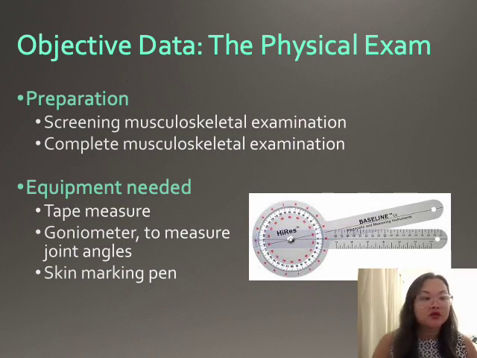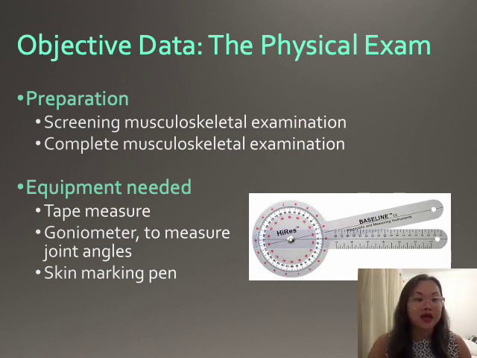So some equipment that you might consider using is a tape measure, if you're trying to measure lengths of joints, or excuse me, of bones. A goniometer, this is going to help you to measure joint angles if there's limitation in range of motion, and a skin marking pen as well, though most likely not necessary in our lab.